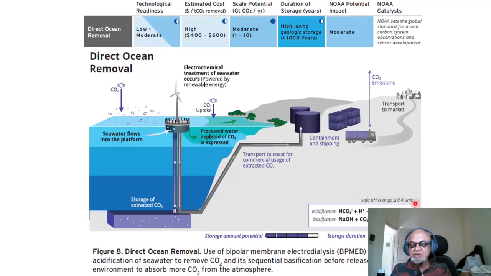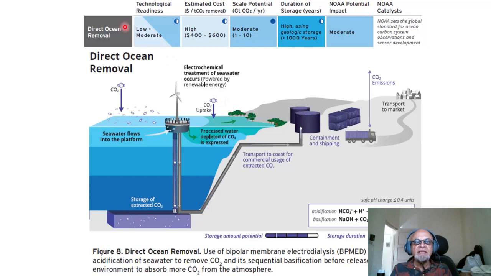Safe pH changes are less than or equal to 0.4 units. So acidification is going from bicarbonate plus H+ to carbonate and water, and basification is happening with something like sodium hydroxide, NaOH plus CO2 to produce Na+ and HCO3-. So you have the processes that are sustained. So this is bipolar membrane electrolysis that allows acidification of seawater to remove CO2, and its sequential basification before release to the atmosphere to absorb more CO2 from the atmosphere.